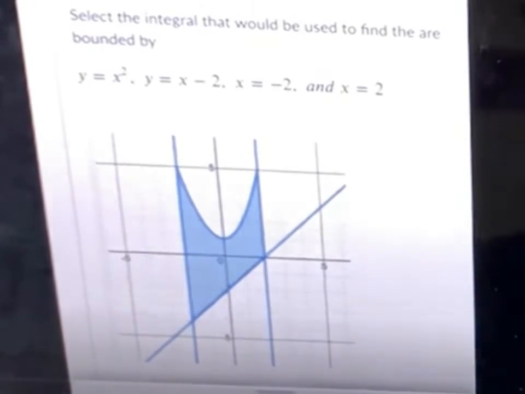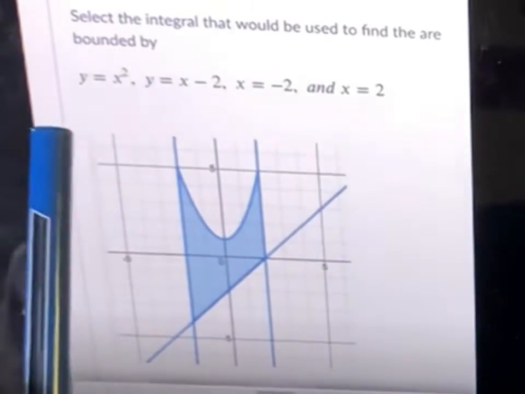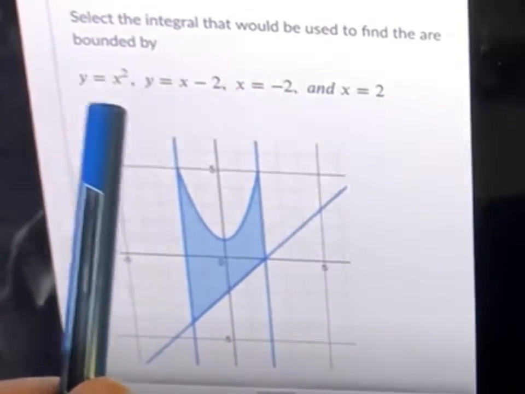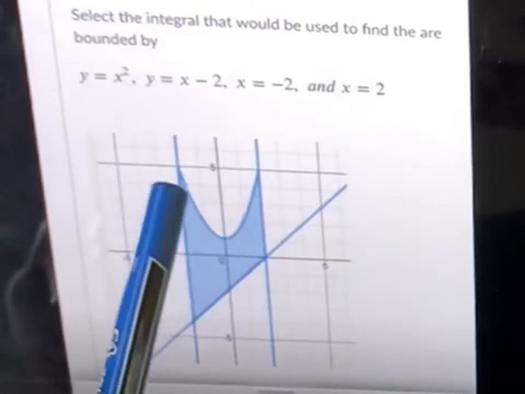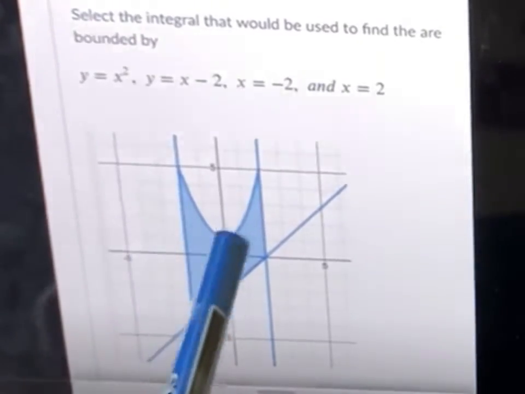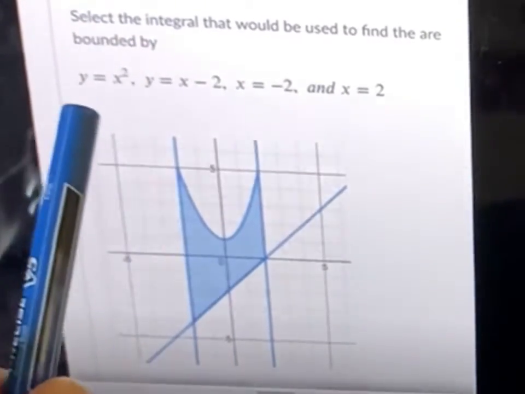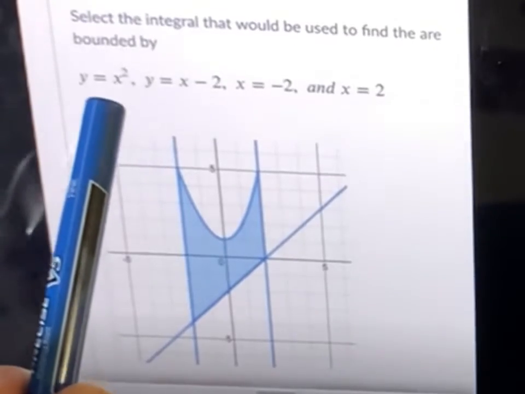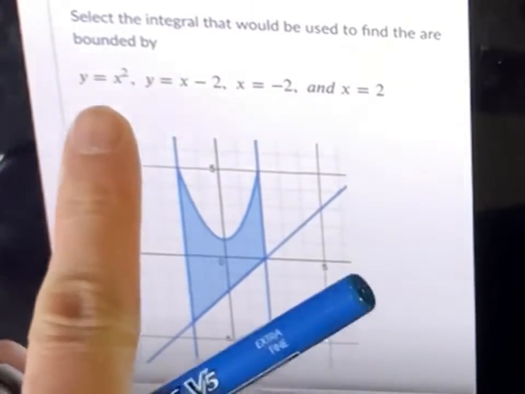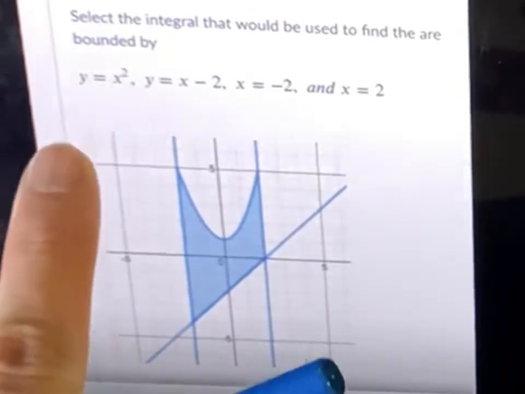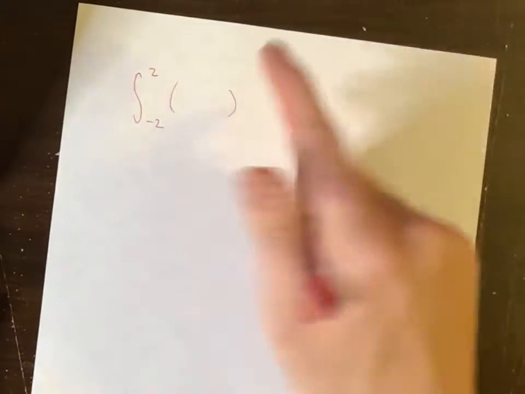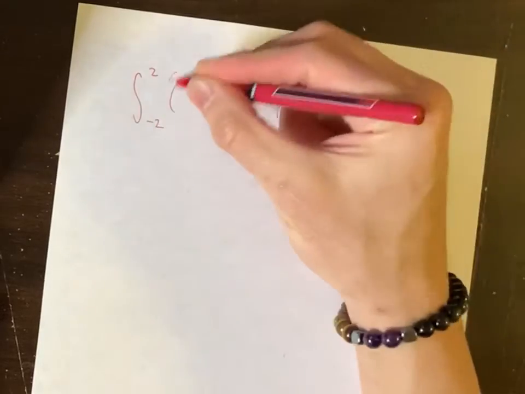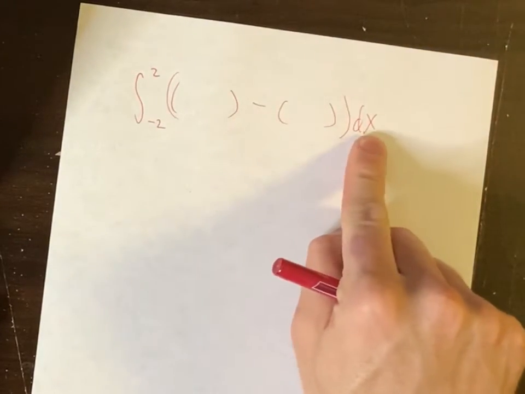Now this actually has a typo, because right there you see where it says y equals x squared. That's supposed to represent the graph of the parabola, which is here. But honestly, the equation for that parabola should actually be y equals x squared plus 1. So that is a typo in the question. So it should actually be top minus bottom with dx because we're using x's, otherwise it'd be dy if we were using y's.